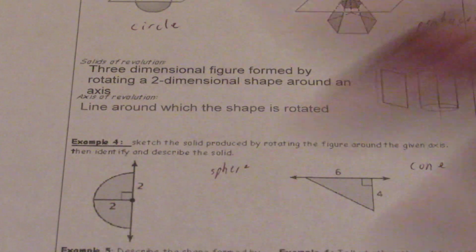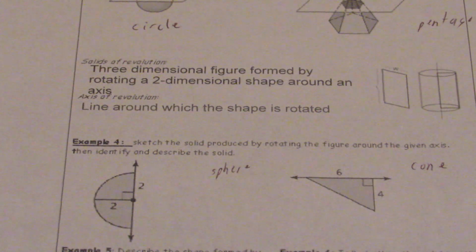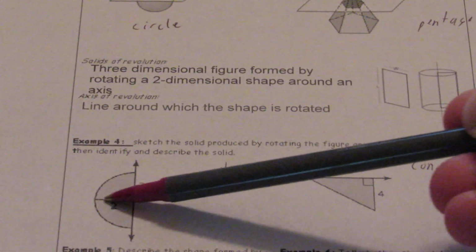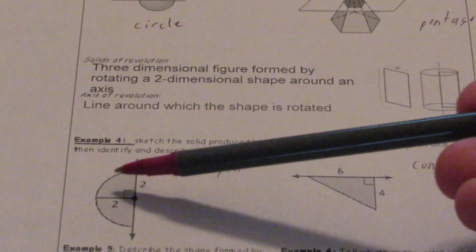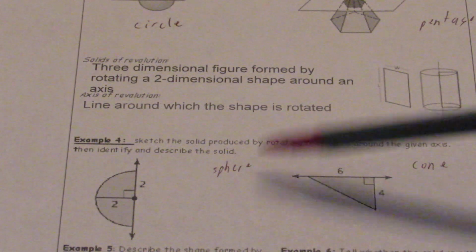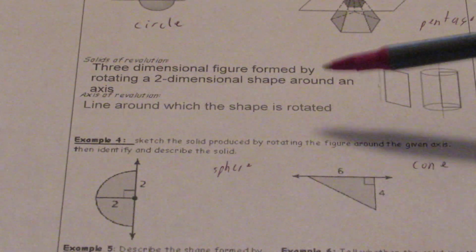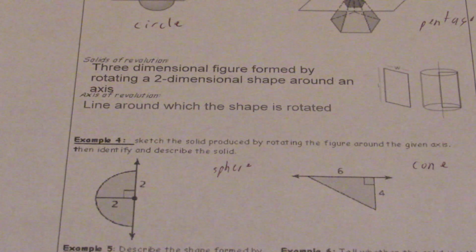Example 4 asks us what shape we would get if we rotated these things around the axis, and here we'll see our other two. Here I have this half a circle here. If I rotate that around this line, I'm going to get a sphere. On the next one, we have a triangle here. We rotate that around, we're going to get a cone.